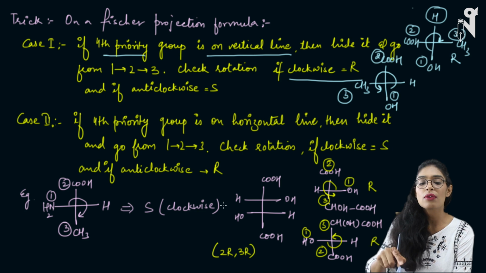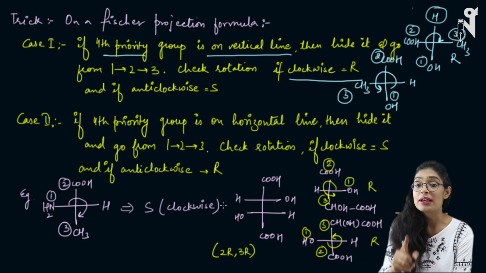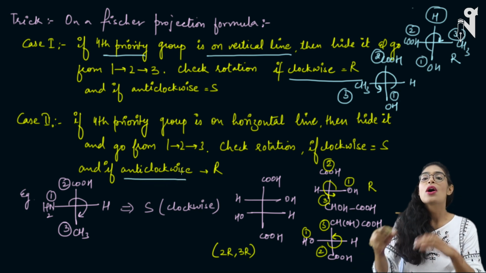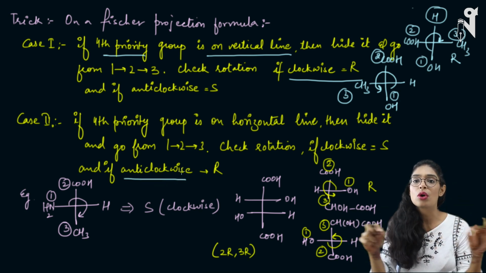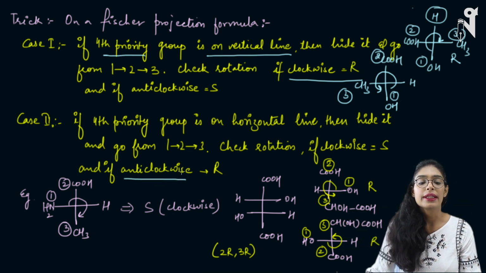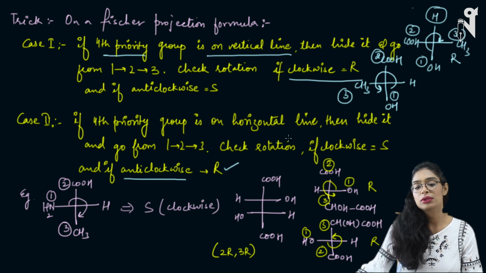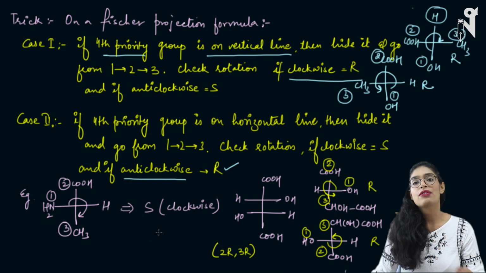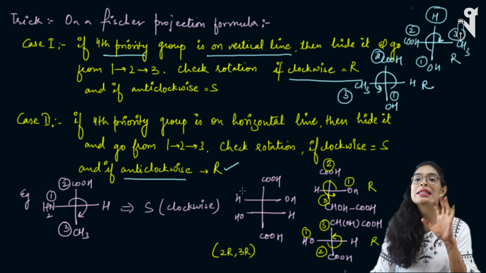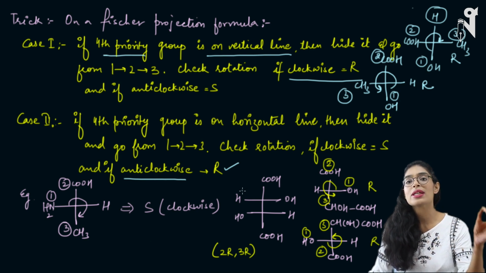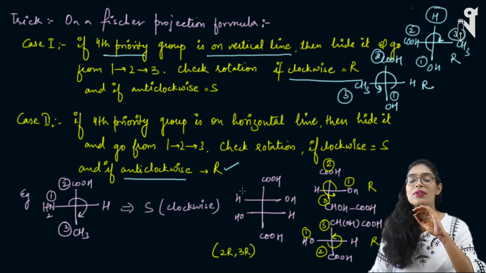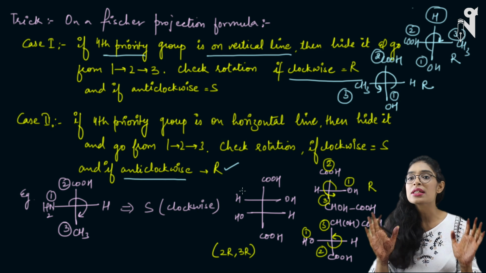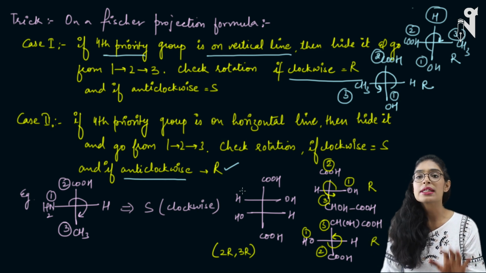It is anti-clockwise, but mind it, if the rotation is anti-clockwise when the lowest priority group is on the horizontal line, then mark it R. So this is also R. And if it is clockwise, then mark it S. So now we are not associating clockwise with R and anti-clockwise with S. It basically depends upon where your fourth group is present. This is just a trick. This is not the actual thing.